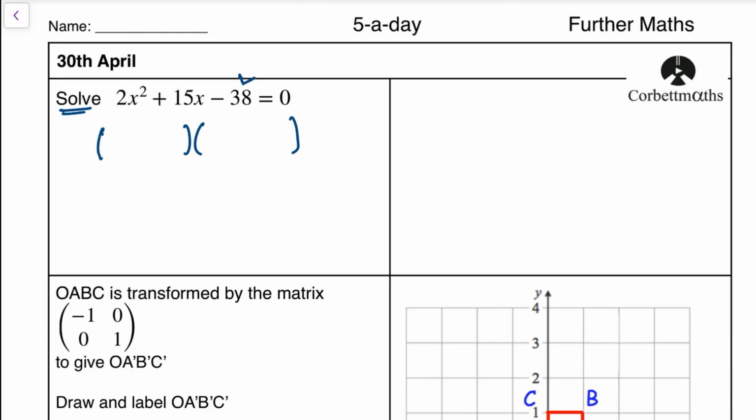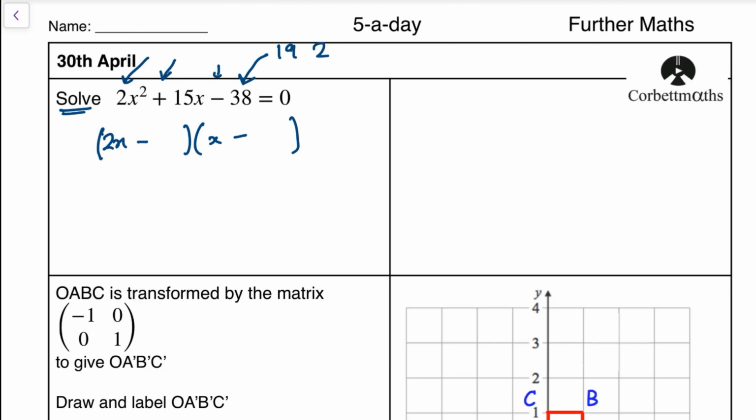Now, the thing that makes this slightly easier is 38 only has 19 and 2, or 38 and 1, but it's not going to be that, is it? Also, I would notice that's a plus and that's a minus, so I know one of these is minus and one of these is a plus. And because this is a 2, it's going to be a 2x and an x. So the real question is, where does the 19 go?